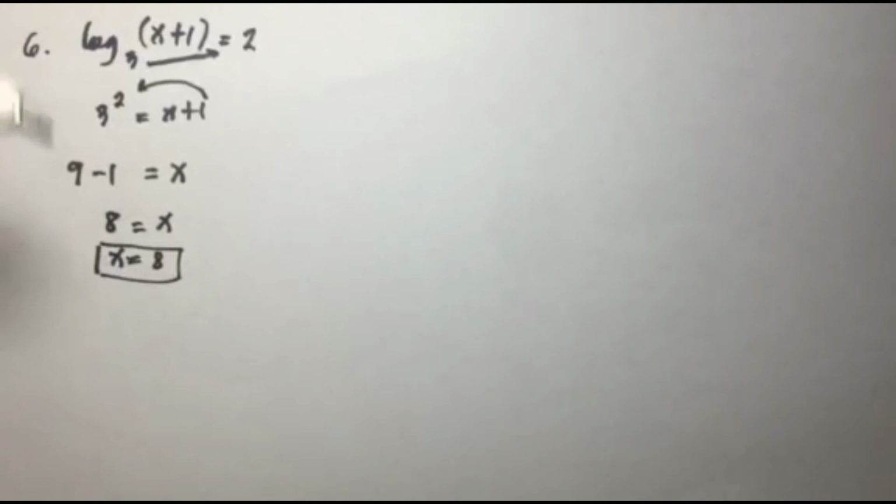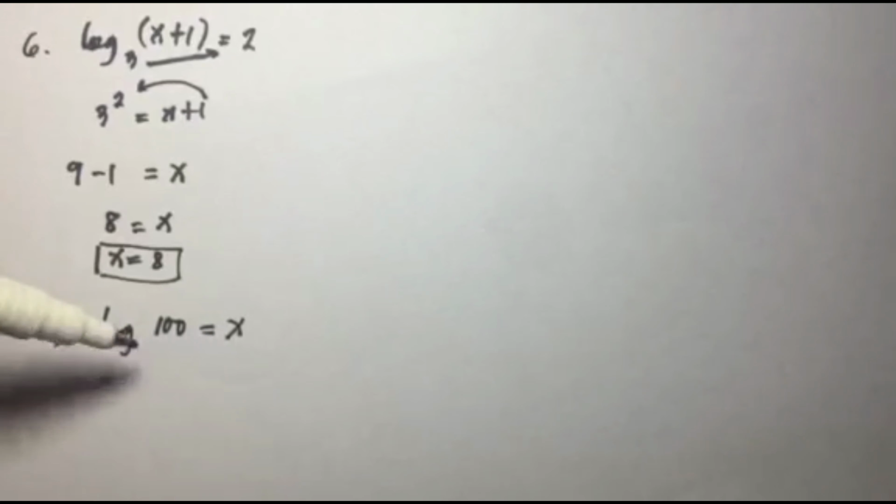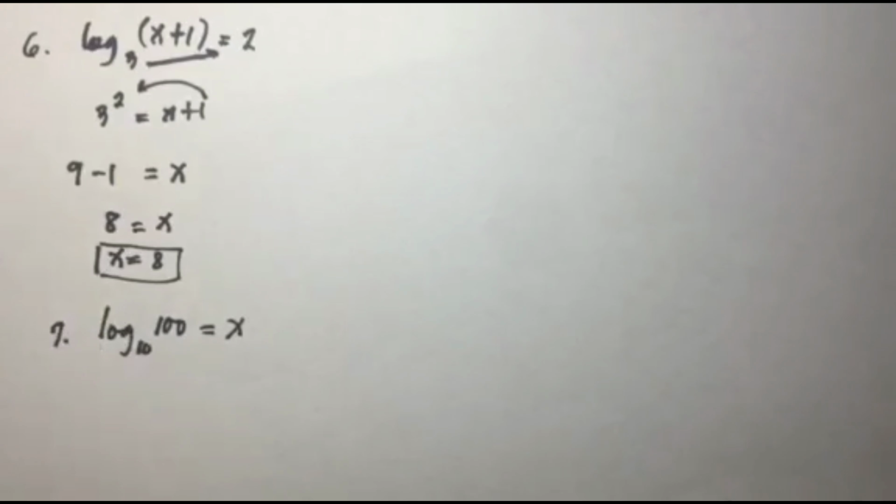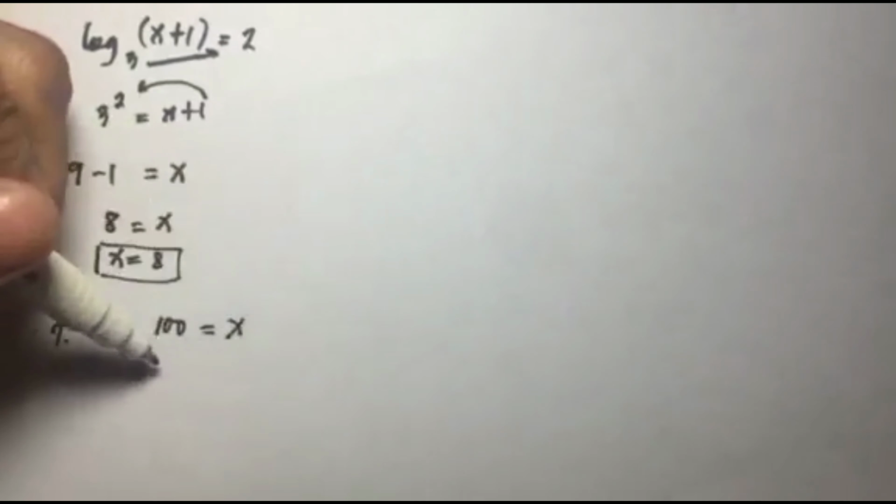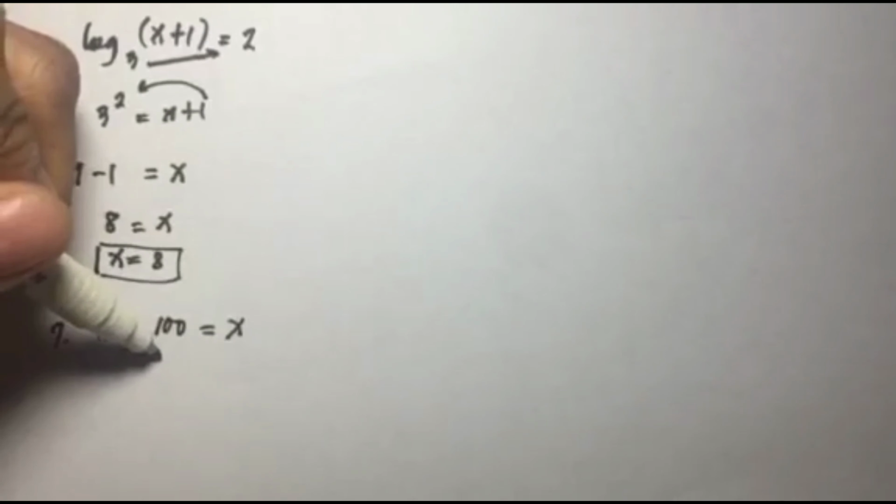Okay, next. Number 7. We have logarithm of 100 equals to x. So, dito, kung wala naman siyang base, no? Kapag wala siyang base, gagawin natin siyang 10. This is the common logarithm. So, exponential form yan, that is 10 raised to x equals to 100.